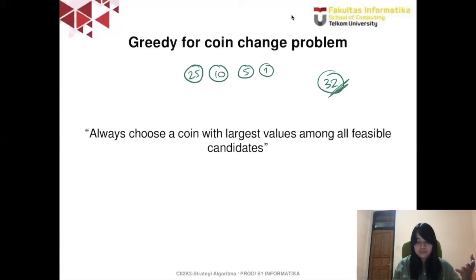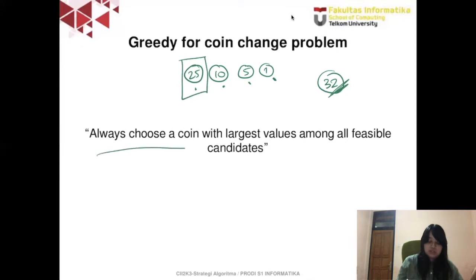So in each step, if I take 1 first, we will have 31 left. If I take 5 first, we will have 27 value left. If I take the coin of value 10 first, we will have 22 to exchange left. But if I change it with 25, I will only have 7 value to exchange left. So logically, of course, I will take this first. So I always choose the coin with the largest value among all feasible candidates.